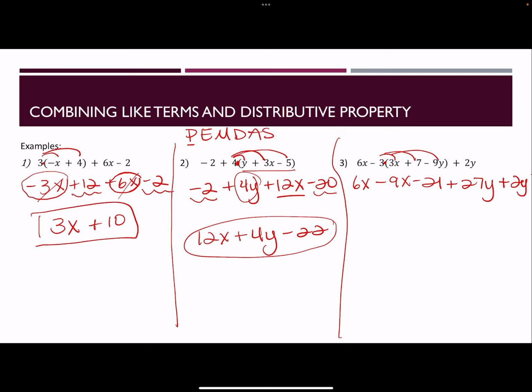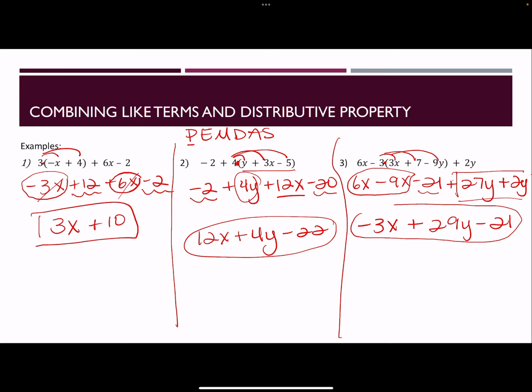Okay. Now I have to combine my like terms because addition and subtraction, these are all pluses or minuses, right? So that's my next operation. Now, this is kind of nice because my x's are right next to each other and my y's are right next to each other. That doesn't always happen. And then my constant is by itself. So alphabetically, I would combine 6x minus 9x first. And then I would combine my y's. So 27y plus 2y. 27 plus 2, 29, right? And then my constant is always going to come last. There we go.